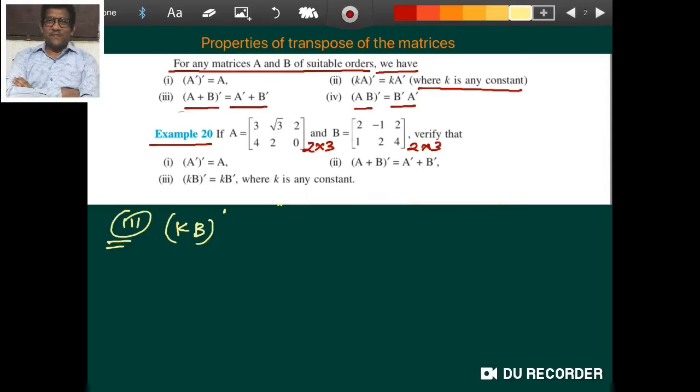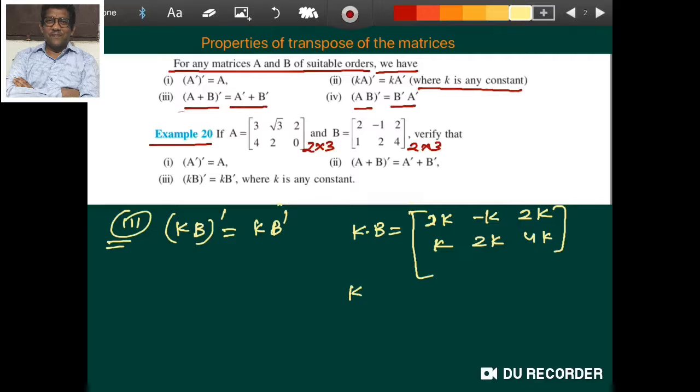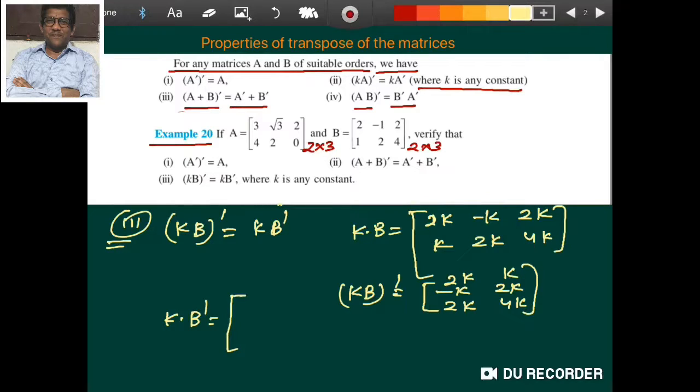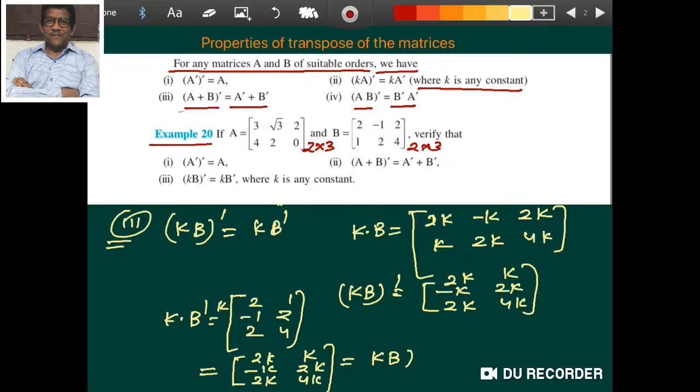Now (kB) dash is equal to k B dash. First we find k into the B matrix, and then we find the transpose of this matrix. Now we find k into B dash. We get the result, which is the same as (kB) dash. It means that (kB) dash is equal to k B dash.